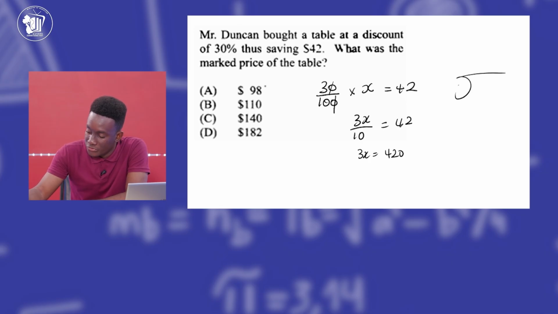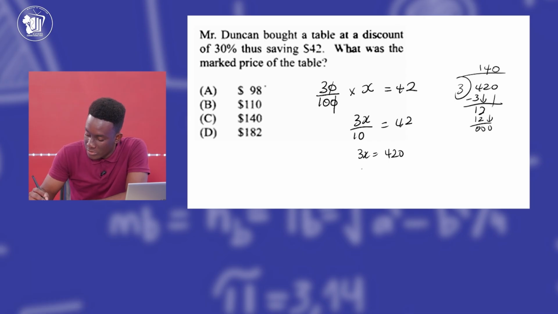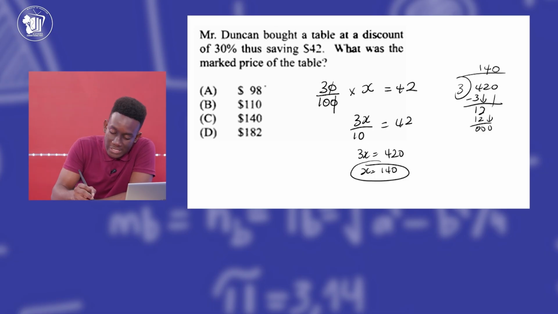420 divided by 3 will give me 3 into 4, 1. 3 times 1 is 3. Subtract, we'll get 1, we bring down the 2. 3 into 12, 4. 3 4s are 12. And you bring down the 0. 3 into 0 is 0. So x will be equal to $140. And that would be the marked price on the table. So this answer is C.